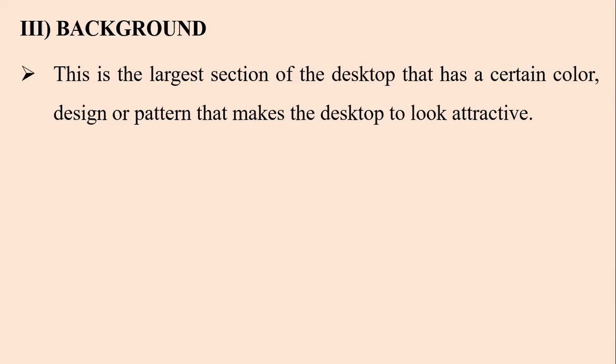The third part of the desktop is called background. This is the largest section of the desktop that has a certain color, design, or pattern, which makes the desktop look attractive. In other words, this is the largest part of your screen. It is on the background that we have the icons, and below the background, that's where we find the taskbar, just as we have seen.